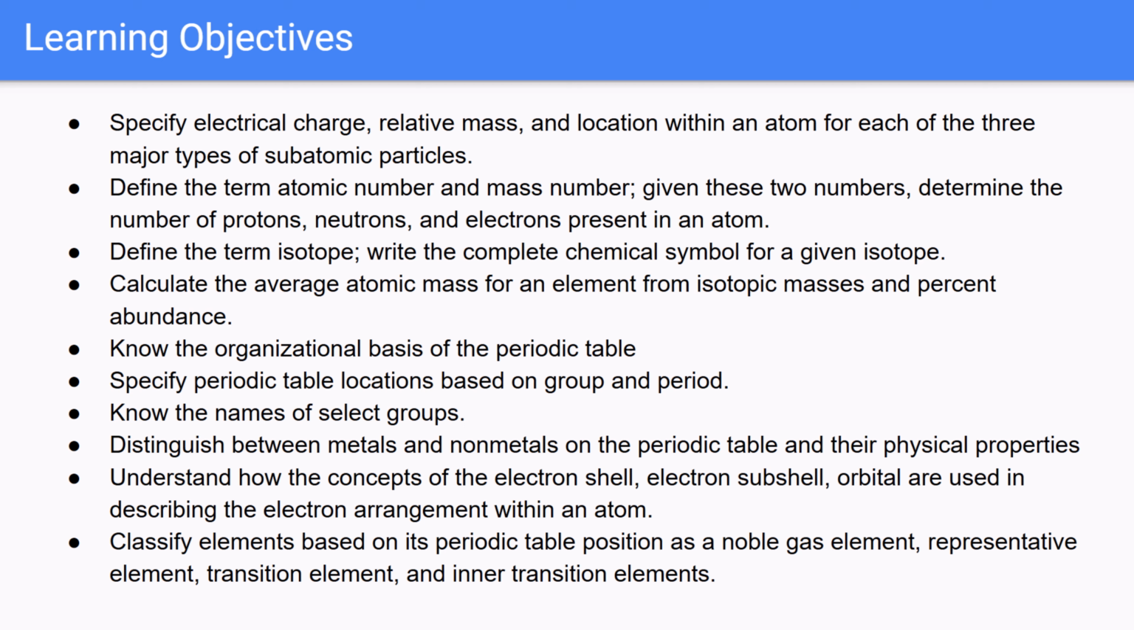Specify periodic table locations based off of the group and the period. Know the names of specific groups. Distinguish between metals and nonmetals and their physical properties. Understand the concept of the electron shell, subshell, and orbital, and classify elements based on their periodic table location with certain named groups. There's a lot more to this than what we're going to cover in the scope and sequence of this course, so if you're interested in more of that, I have plenty more videos that dive in with all of those details, but without further ado, let's go ahead and get started and talk a little bit about what atoms are.